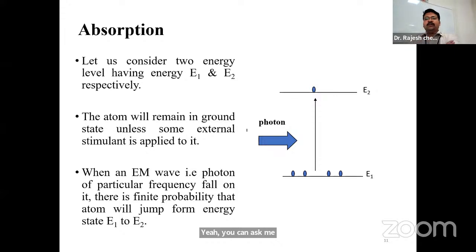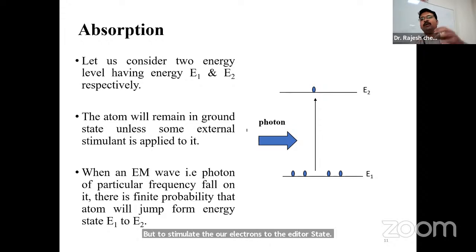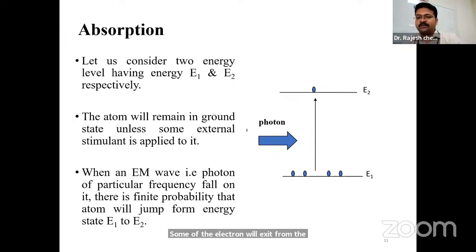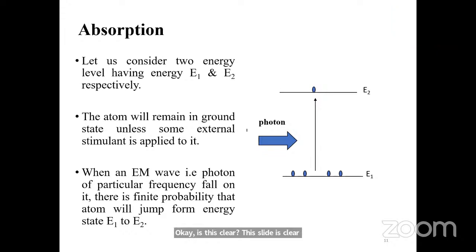See the slide. What we can see, we have 2 energy levels. The atoms will remain in the ground state unless some external energy, nothing but the photon, stimulates our electrons to the excited state. After that, what will happen? I'm giving the energy to my electrons. Some of the electrons will be excited from the ground state to the excited state. Is this slide clear? Yes, sir. Okay.